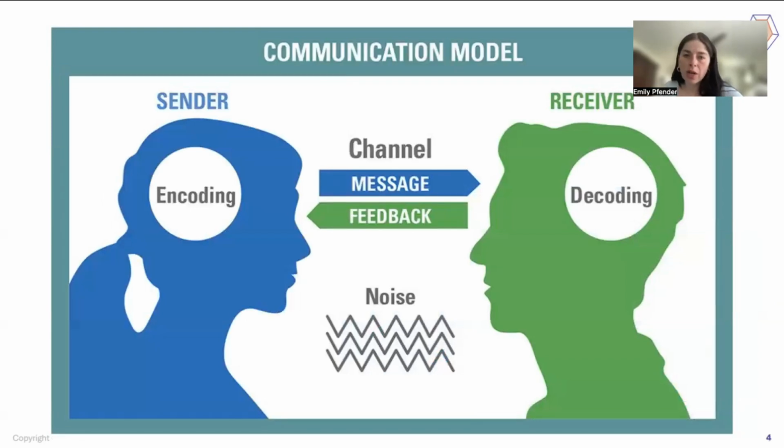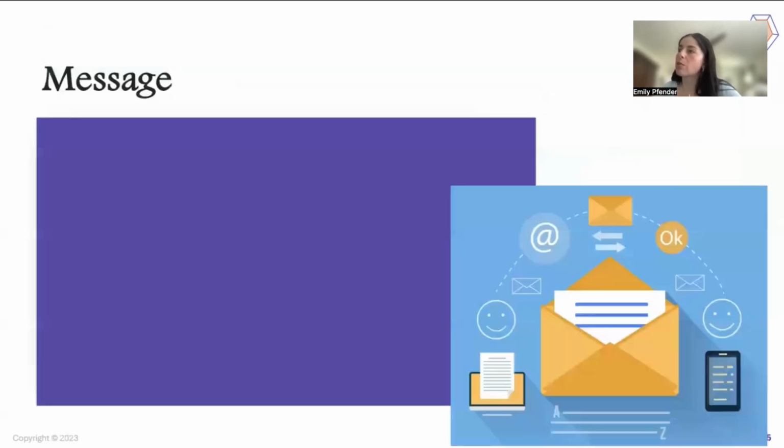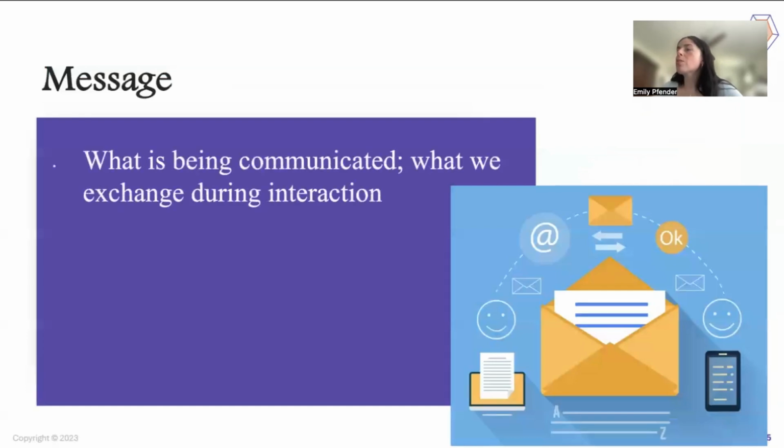So just to go over the communication model, we have five components here, including the source, the message, the channel, noise, and feedback. These can be used to guide social media content strategy for researchers. First, we're going to dive into the definition of all five components, and then we'll explore practical tips for social media strategy guided by each of the five components. So the first part is the message.